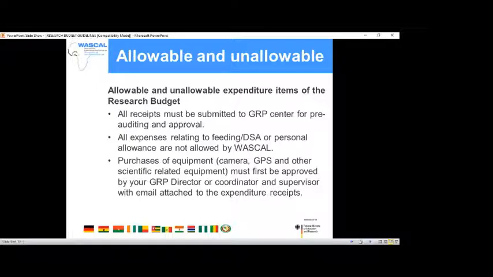Your supervisor and the director. By what? By sending an email to the director: "Ma, please, I want to purchase a camera at so-so cost from so-so place, and this is it." If possible, you attach the invoice. In the same mail, you copy your supervisor. When you have their consent and approval is given, you proceed to purchase such equipment. If you do that contrary to this provision, you are on your own. You will refund the money back to WASCAL.